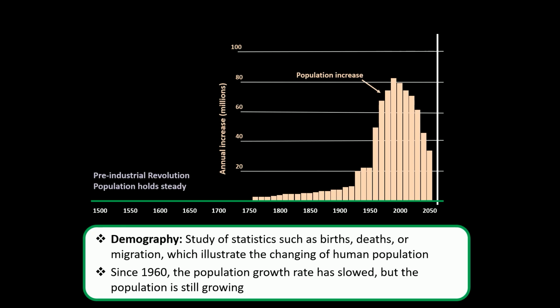So the population is still growing. It is still growing. All of these bar graphs indicate adding more people. But the rate at which we are growing is actually slowing down.